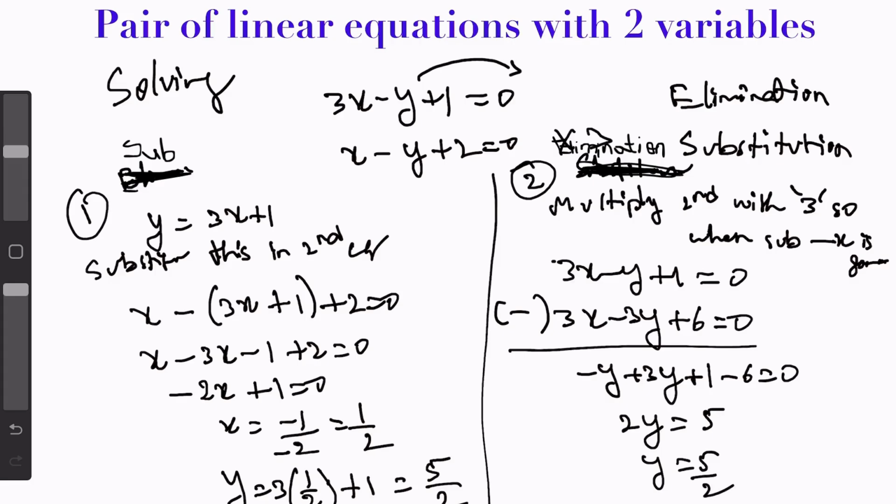Let's substitute the y value in the first equation. 3x minus 5 by 2 plus 1 equals 0. 3x equals 3 by 2 and x equals half.